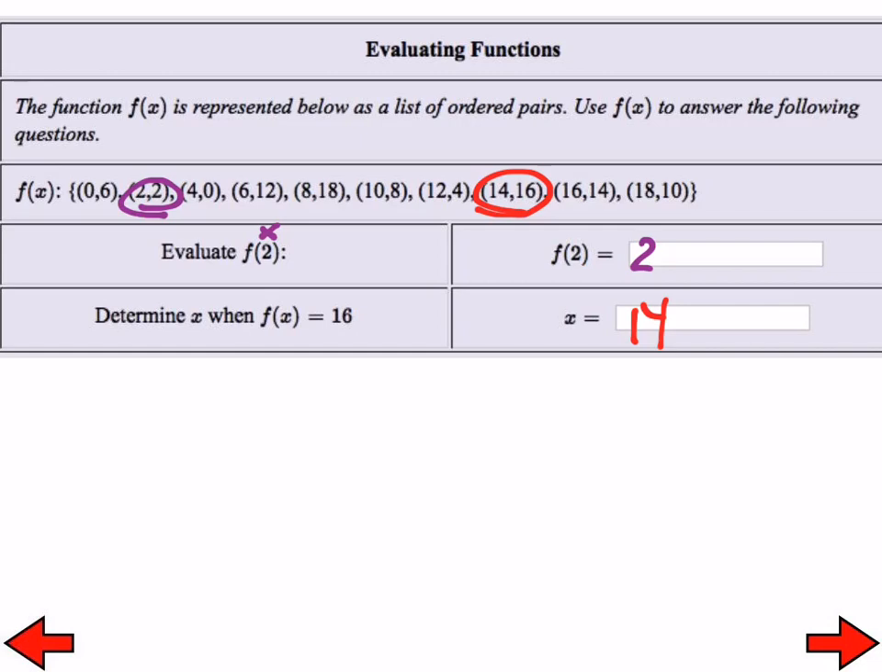Quickly do number 8, and then you can get whatever you can get done in the homework assignment. And we are finished.